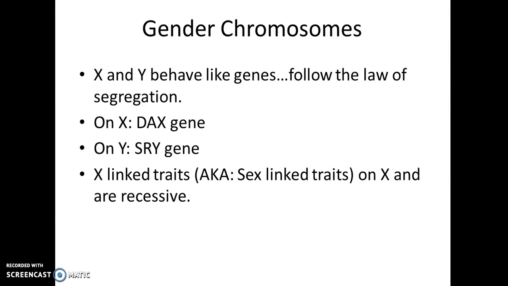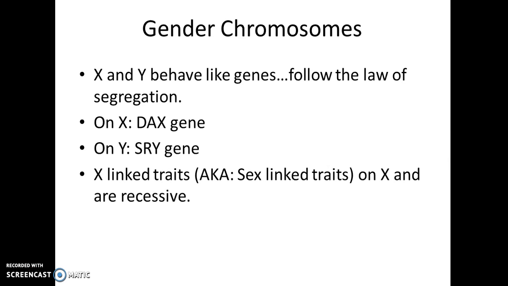So the X and Y behave like genes. They follow the law of segregation. If you have an X and an X, two gametes will form, and each gamete will get an X chromosome. If you have an X and a Y, two gametes will form, and one gets an X and the other gets a Y. On the X is the DAX gene, which forms female parts. On the Y, the SRY gene, or you can call it SRY, forms the male parts, or the penis. In case of a tie, Y wins. I'm sorry. So the SRY gene is expressed.